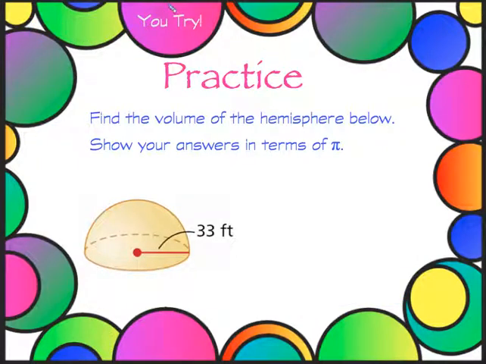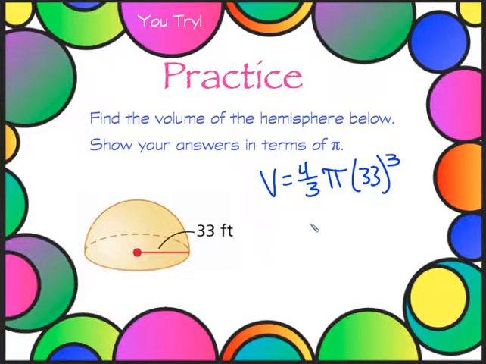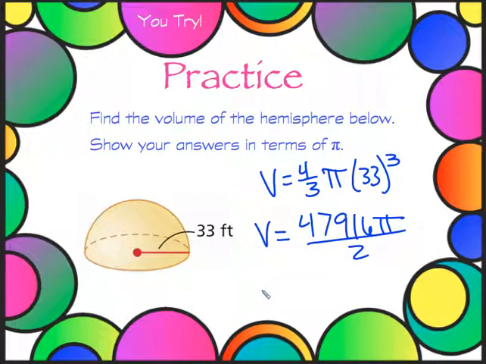So you try this one, pause it and try it, and then you can check with my answer. So for the volume of the whole thing, I'd get 47,916 pi. Then I'd divide it by 2 since it's a hemisphere and get 23,958 pi.